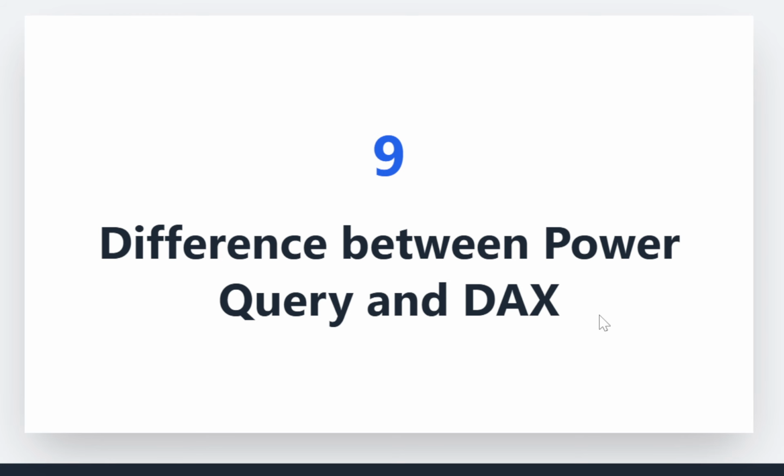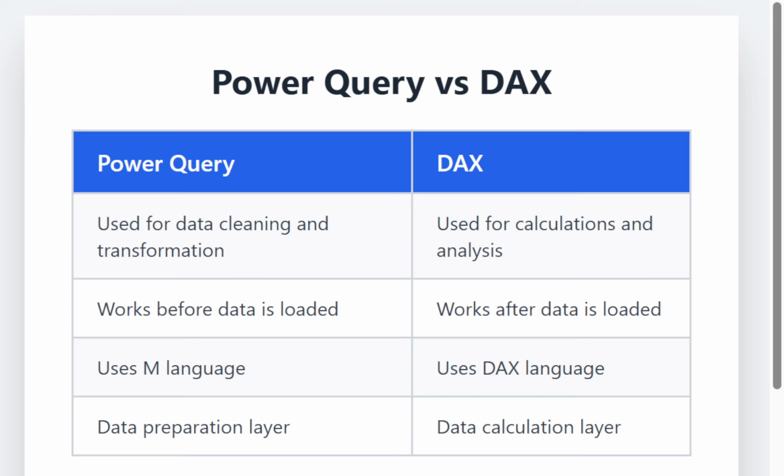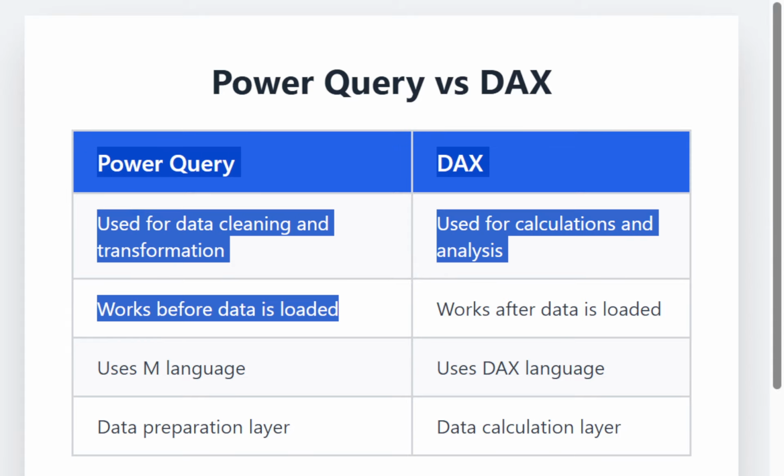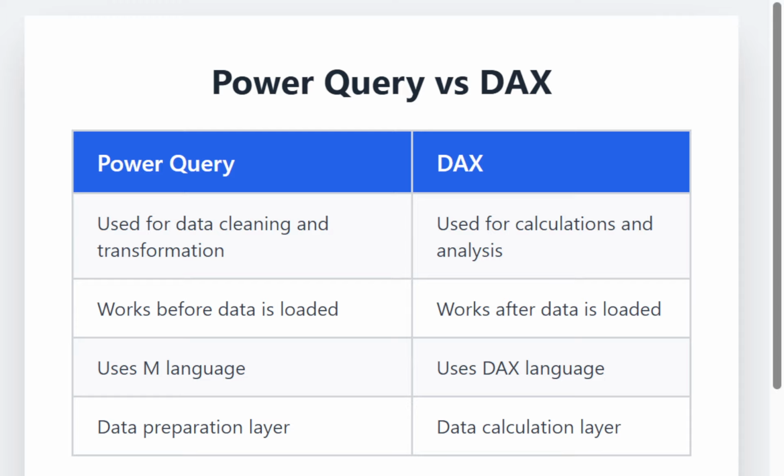Coming to the next question, which is the difference between Power Query and DAX. Power Query is used for data cleaning and transformation, while DAX is used for calculations and analysis. Power Query works before data is loaded, while DAX works after data is loaded. So before we load the data, we refer to Power Query to clean the data and transform it.